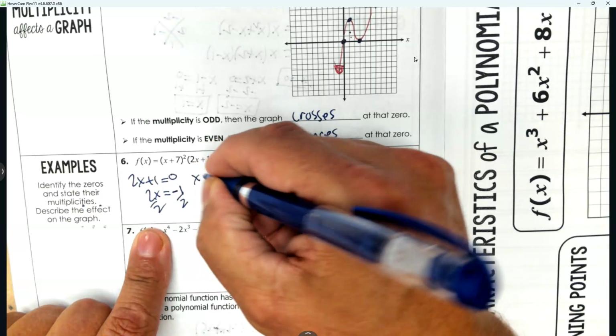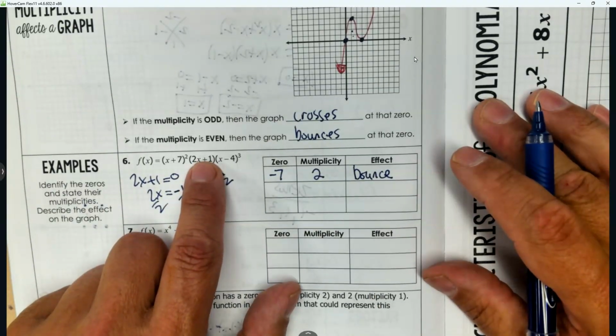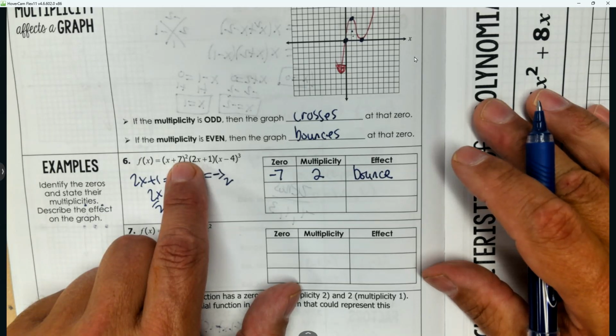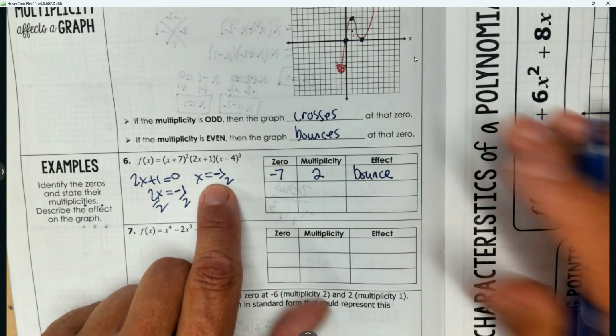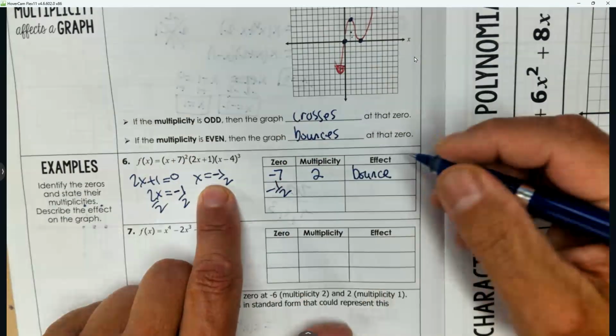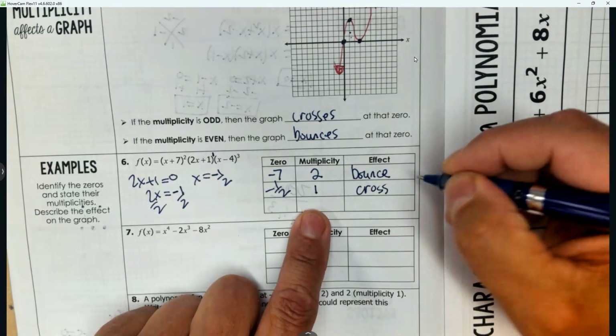So to get x by itself, I want you to notice you subtracted 1 and then divided by 2. So you could do that in your head. Subtract 1, divide by 2, and what's the 0? And what's the exponent that's invisible? It's 1. Because it's an odd number, it's going to cross there.